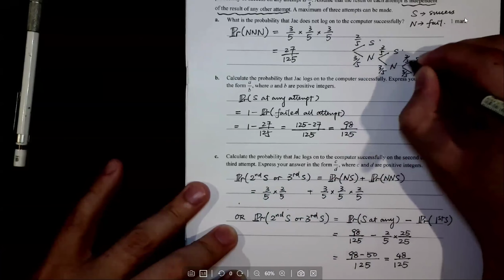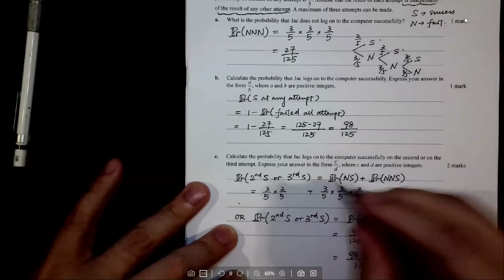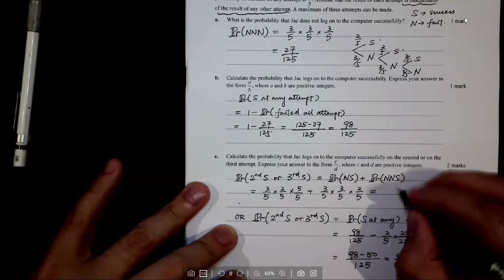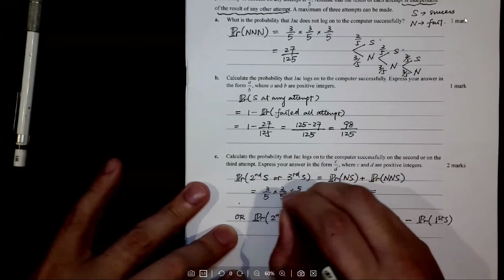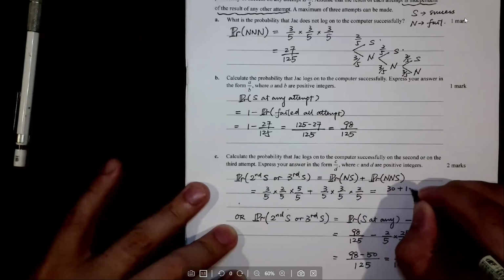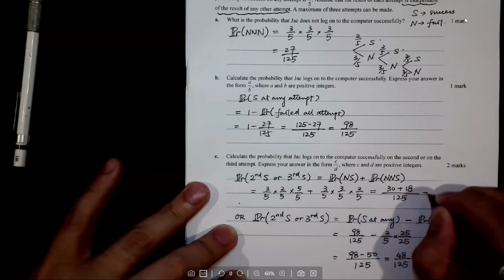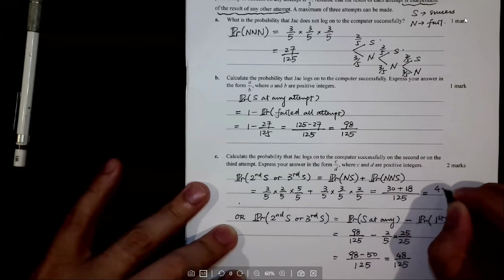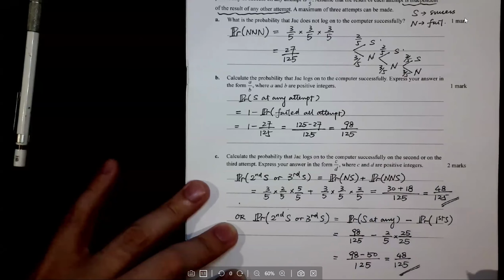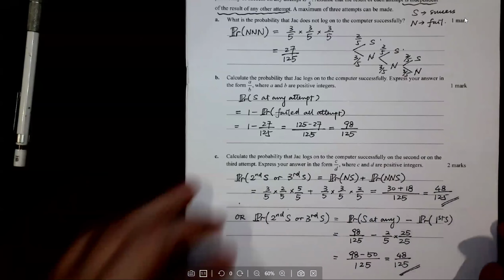Refer to the probability tree diagram. Okay. You can multiply 5 here divided by 5 here. So eventually it's going to be 3 times 2 is 6, 6 times 5 is 30, plus 9 times 2 is 18, divided by 125. So 48 out of 125. So I actually demonstrated two possible approaches for this one, okay?